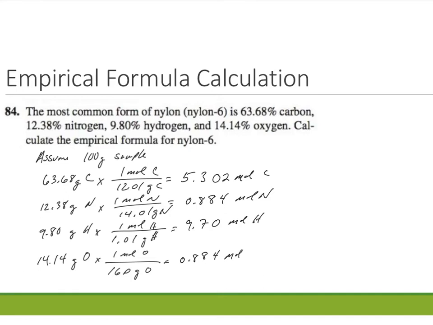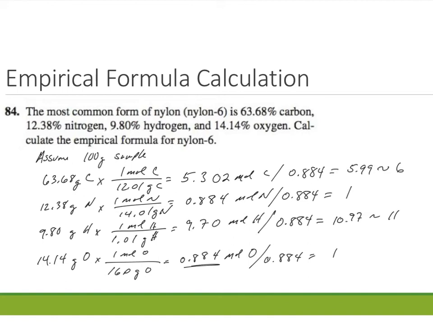0.884 moles of oxygen. So now we're going to look for the smallest number of moles and divide by that number. Well, we see that 0.884 is the smallest number, so I'm going to divide every single number here by 0.884. And when we do that, these guys are 1 and 1, and we get carbon being 5.99, which is approximately 6, and the hydrogen being 10.97, which is approximately 11. These are the subscripts for each of the individual elements.